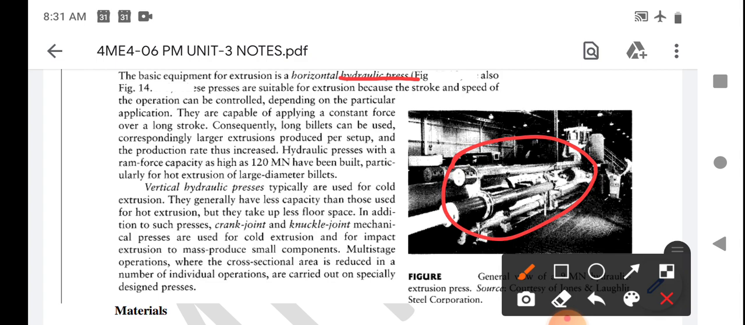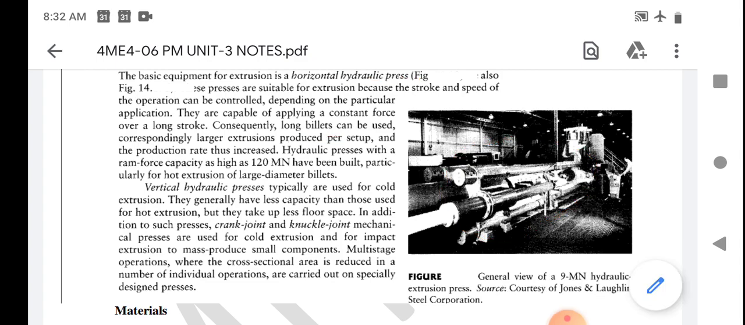particular application. They are capable of applying a constant force over a long stroke. Consequently, a long billet can be used. A long billet can be used, correspondingly larger extrusion production per step, and production rate thus increases. Hydraulic presses with a ram force capacity as high as 120 MN have been built, particularly for hot extrusion of a large diameter billet. Vertical presses typically are used for cold extrusion.